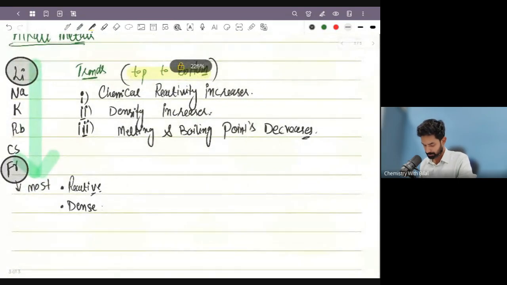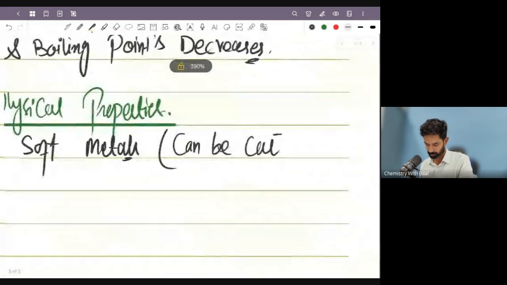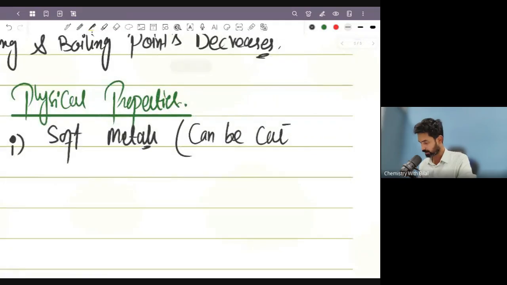The other properties include, let's talk about some of the physical properties. Other properties, I'm talking about group 1. The typical group 1 properties are, they are soft metals. They are soft metals. Soft enough that they can be cut with a knife. They're like burfi. I hope you know the burfi. Can be cut with a knife.